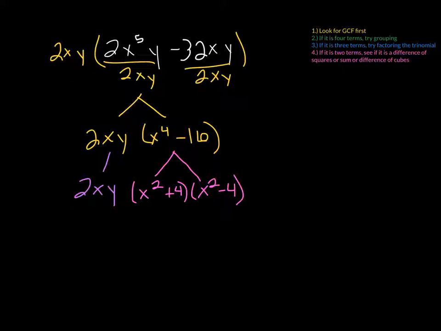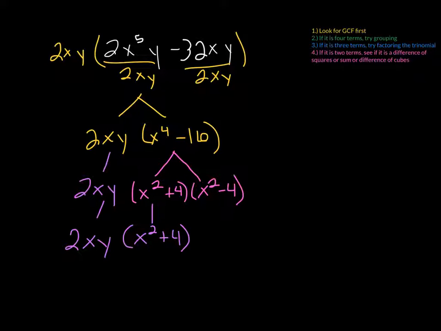Notice we either keep it or we break it into 2 new factors. Okay, now check to see if there's anything else you can do. 2xy still can't be factored anymore, so we bring it down. X squared plus 4 is a sum of squares. You can't factor a sum of squares, so we'll bring that down.